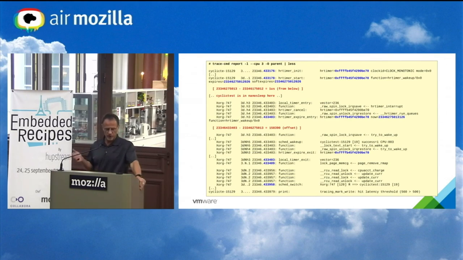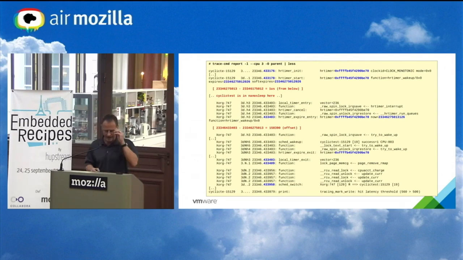With cyclic test, the first thing I do is find the task that failed to wake up, and I found it down at the bottom. You'll see there the threshold. I see the task 15129, and then I go through. Where did it get scheduled in? I'm going from the bottom up here. It was scheduled in there at 958, and the print was at 979. That's a bit of a change, but I'm not too worried about that latency because it was a 500 latency.